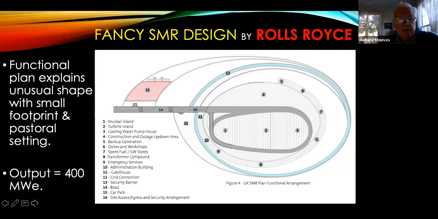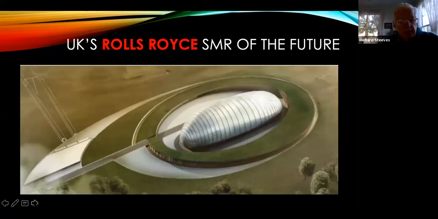Rolls-Royce has come up with a pretty impressive way of setting up those same sorts of things that I discussed. Theirs is a little more energetic. It goes up to 400 megawatts, but look at that. Isn't that an incredible looking thing? Very, very different from the industrial looks of today. Looks like a giant cocoon of some sort.